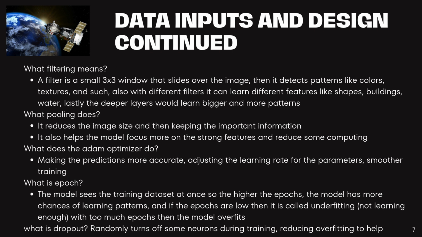So epoch, like I mentioned, is one pass where the model sees the training data set once. The higher the epochs, the more chances the model has of learning, and with too few epochs, it is called underfitting, so the model does not learn enough. When there are too many epochs, the model overfits, so it learns a lot but there's no actual good result. Also in the code there is dropout, which turns off some neurons during training, so it reduces overfitting.